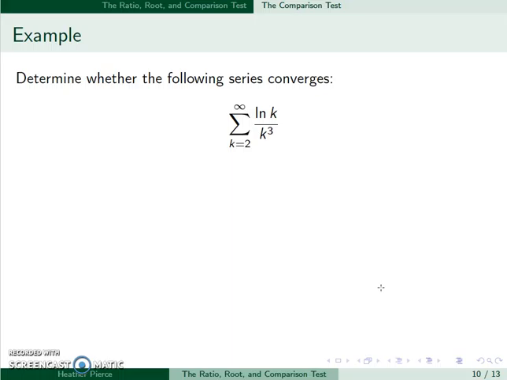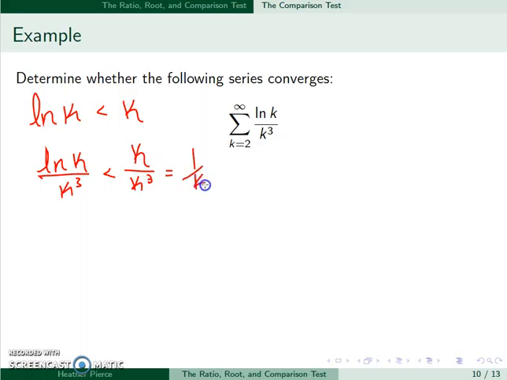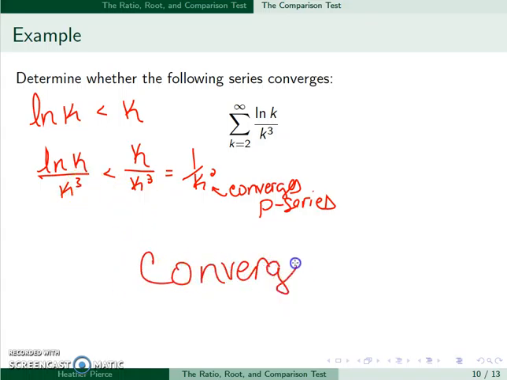Next, we'll consider this series. So for this one, we're going to realize that for k greater than 2, the natural log of k is actually less than k. Dividing both sides by k cubed gives me that the natural log of k over k cubed is less than k over k cubed, which is 1 over k squared. We know this thing converges by the p-series test. And now we see something smaller than something that converges, which means it must also converge.